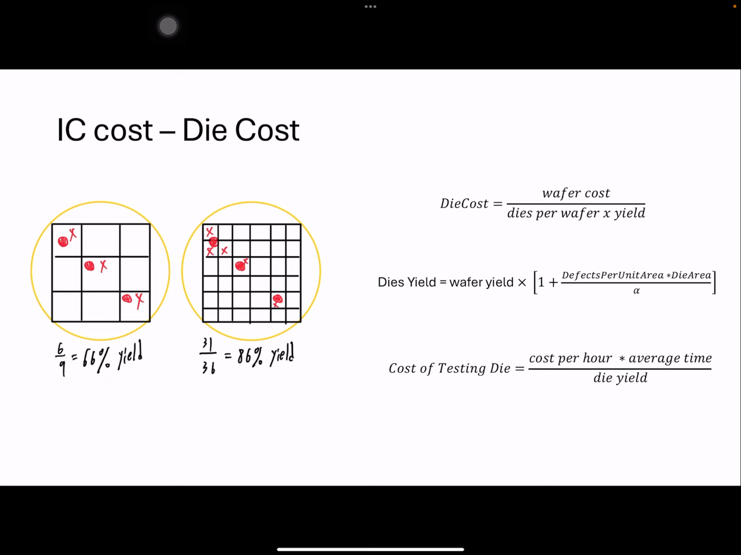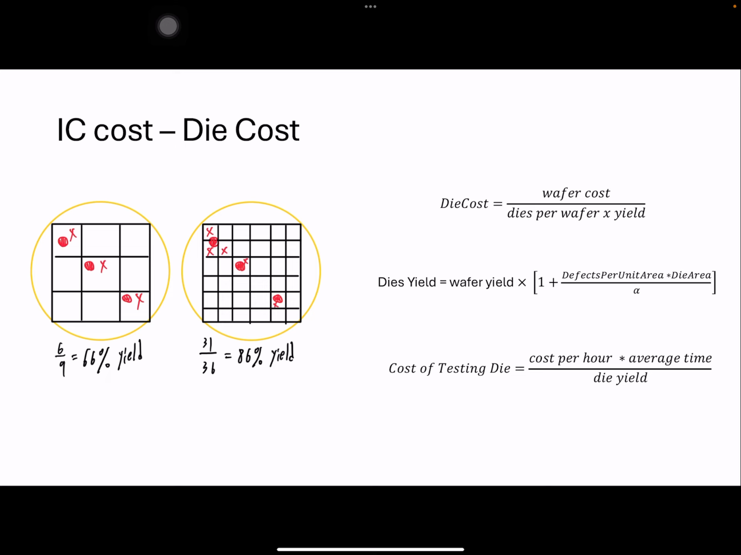If we assume there are 3 impurities on the wafer, the left side has 9 chips, but the impurities make 3 chips unusable. So the total yield is 66%. The right wafer still has 3 impurities on it, but because the chips are smaller, the wafer can have more chips, so the total yield is 86%.